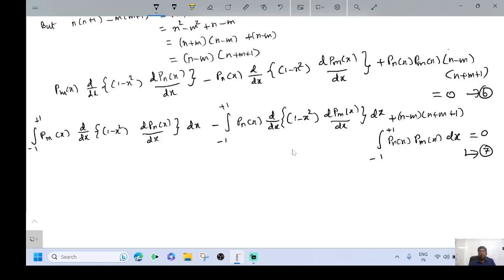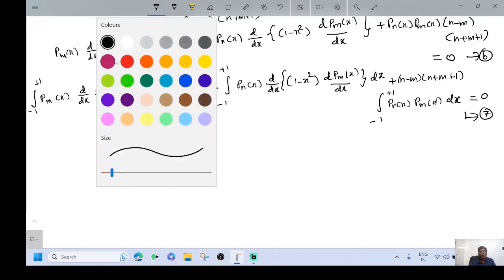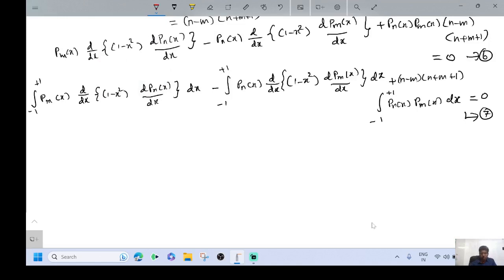Now you have to integrate this equation 7 by parts. For that, this is u, this is dv. Integral u dv equal to uv minus integral v du. We have to use this formula.